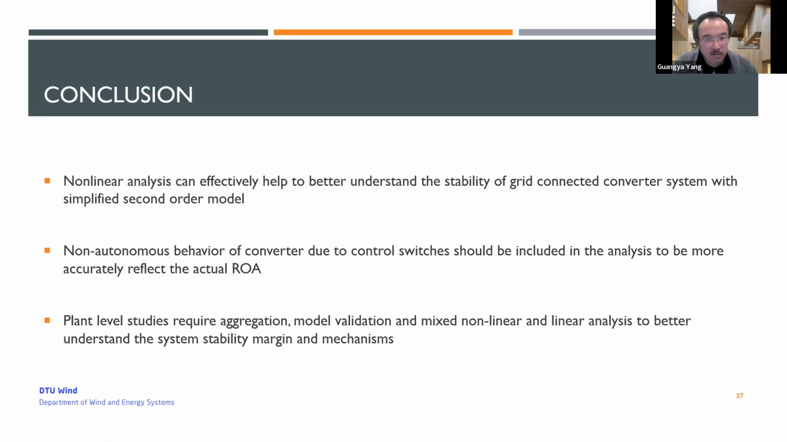So to conclude, we see that nonlinear analysis does actually help to better understand the stability of the power system beyond what the linear domain could tell. And right now we of course still use the second order model, but we see that it can also provide certain insight.